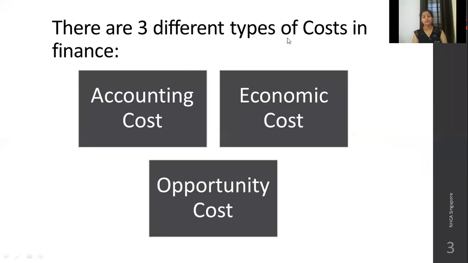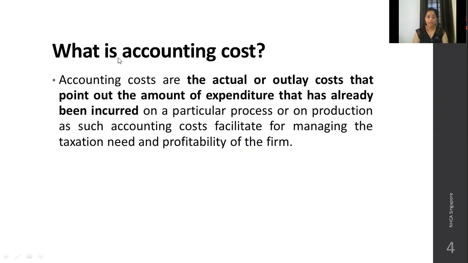So there are three different types of cost: accounting cost, economic cost, and opportunity cost. We will see each one of these in detail. First, what is accounting cost? Accounting costs are the actual or outlay costs that point out the amount of expenditure that has already been incurred on a particular process or on production, as such, accounting cost facilitates managing the taxation needs and profitability of the firm.